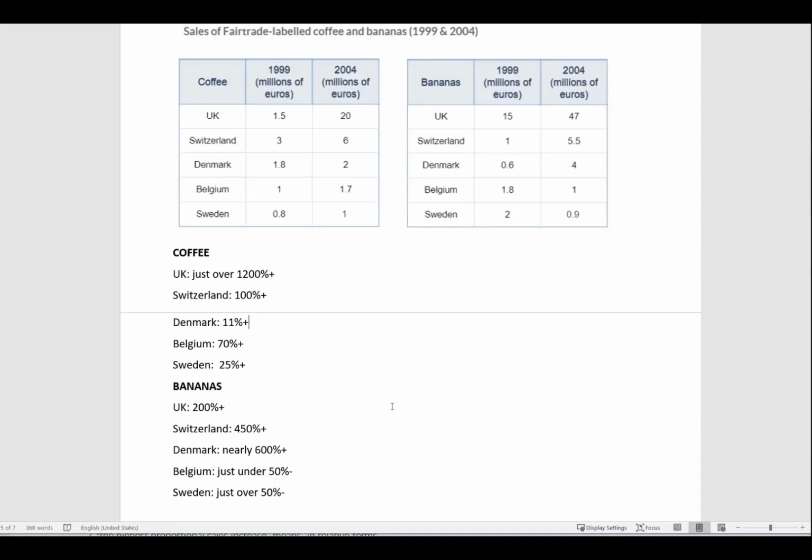But just as a broad pattern, in your general overview, you're only mentioning the big patterns that you're going to talk about in detail. So they're giving you two tables, a very simple structure for this one. It's going to be two body paragraphs. The first body paragraph is going to be about coffee, the second one about bananas. What is noteworthy about coffee that you can mention in the general overview?